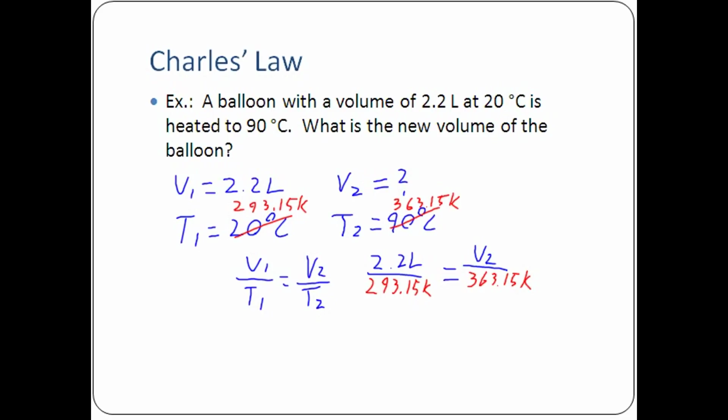Significant figures, looking at what we've got here, we have 2 here. Since this goes to degrees, that's 2. This goes to degrees, that's 2. So our answer should have 2. So our final answer for V2 is going to be 2.7. Units are going to be the same as what we had over here. And so in this case, that's going to be liters. So 2.7 liters is our final answer. And so we went from 2.2 liters to 2.7 liters by heating it up.